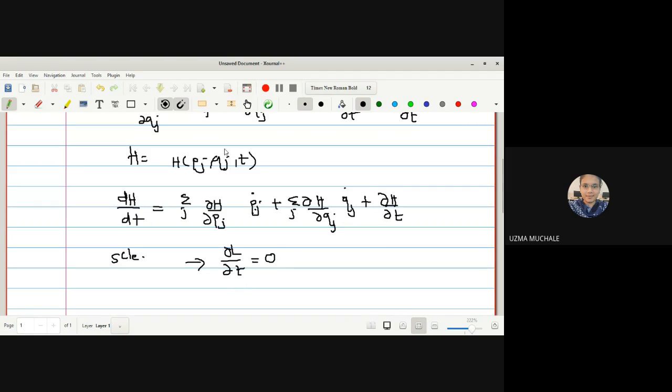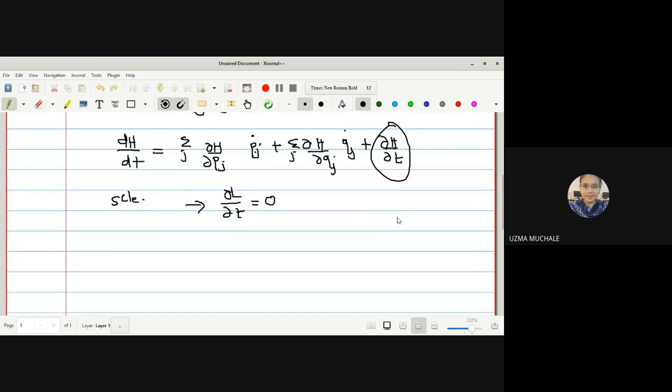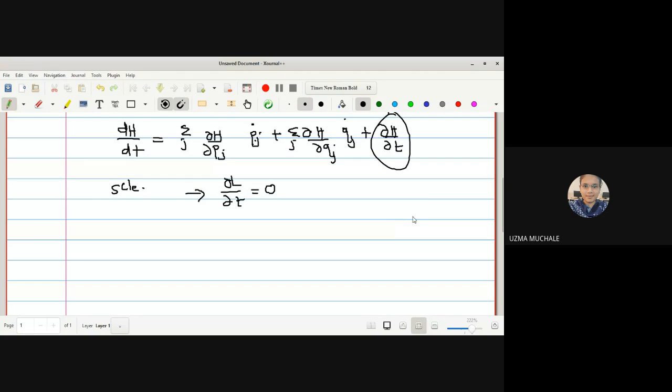But we know from the equation that dou H by dou t is equal to minus dou L by dou t. So this is equal to 0. It means that this last term is 0. Right? Do you all understand? Yes, ma'am. Simply with the help of our scleronomic constraints, we get the last term of dH by dt equal to 0.